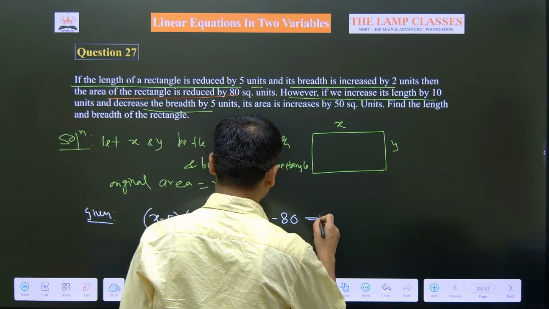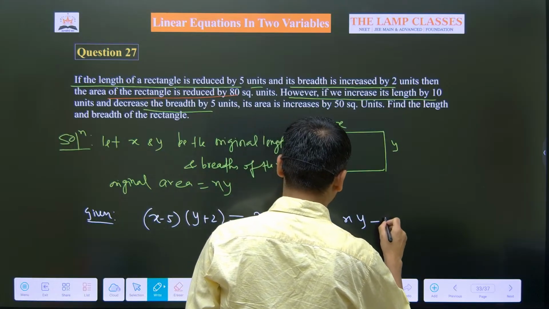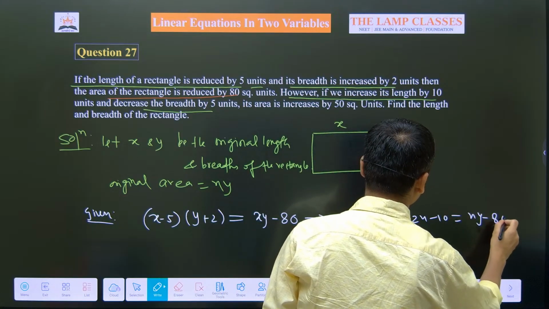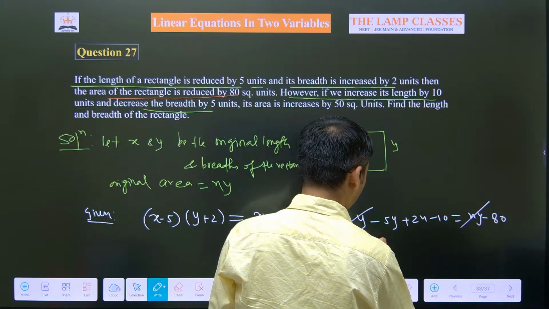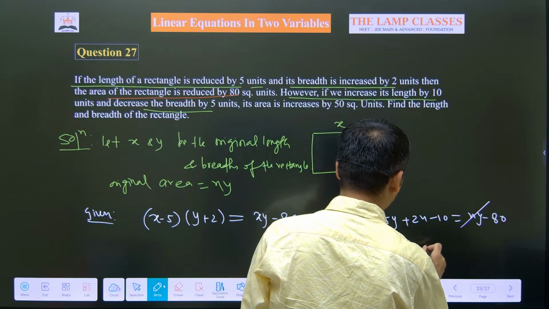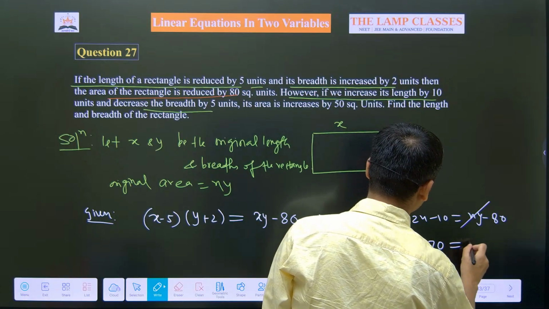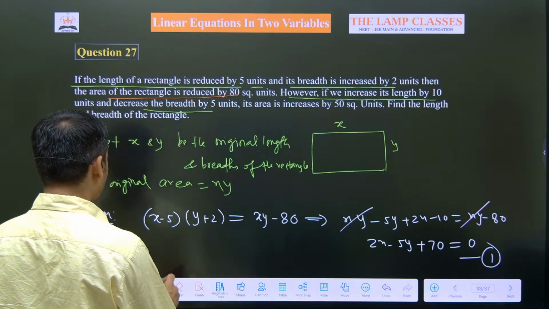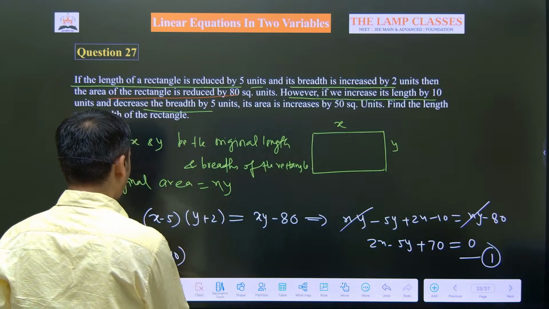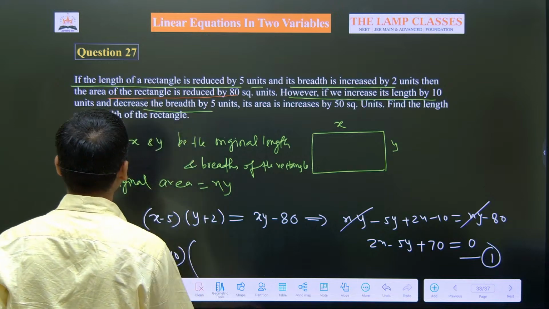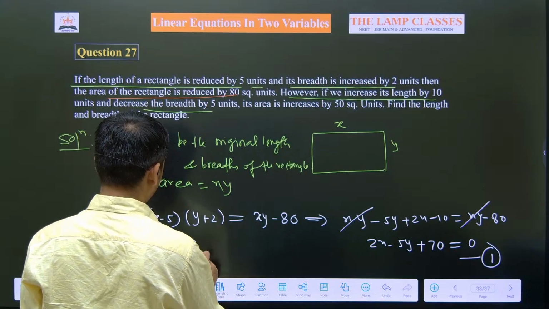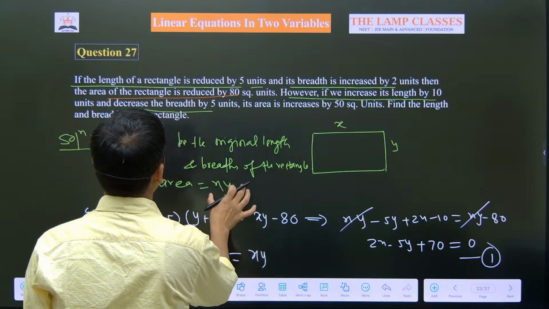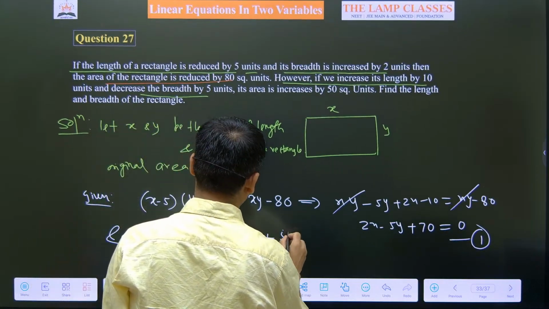Shall we simplify it? So it is x into y minus 5y plus 2x minus 10 is equal to x into y minus 80. x into y will get cancelled. We are getting 2x minus 5y plus 70 is equal to 0. This is equation number 1. And the second scenario is, if we increase the length by 10, that means the new length is x plus 10, and length into the breadth will be the area all the time, and increase the breadth by 5, that means y plus 5. Area increased by xy plus 50. Now solve it.